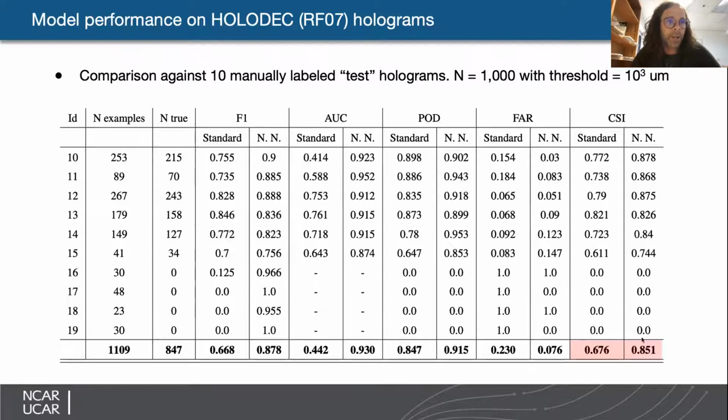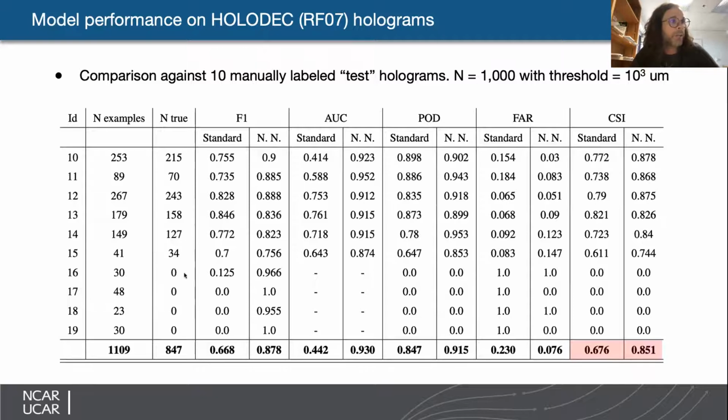Now I want to draw your attention again all the way over here to the CSI and just look at the red highlights. So this is the standard method performance, 67.6% on CSI, neural net's at 85%. So what is that, like an 18-something% improvement with a neural net? And if you stare at these numbers long enough, you'll start to see a lot of things. The one thing you'll notice is that when there's a fair density of particles in these holograms, the standard method and the neural net both do pretty well. The standard method has a higher false alarm ratio overall, but they're fairly comparable.